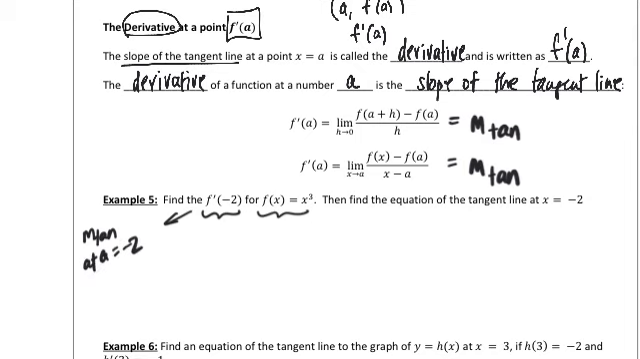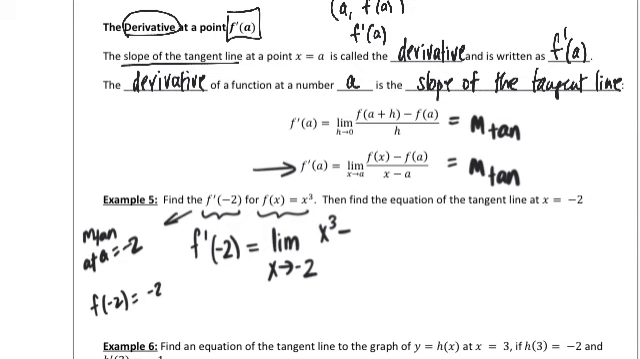So I have to do a limit calculation, right? So f prime of a, I'm going to use this equation. F prime of a is equal to the limit as, actually we should say f prime of negative 2, a is equal to negative 2. F prime of negative 2 is the limit as x approaches negative 2 of f of x, which is x cubed, minus f of a. F of negative 2 is negative 2 cubed, or negative 8. So x cubed minus f of a is x cubed minus negative 8, over x minus negative 2.